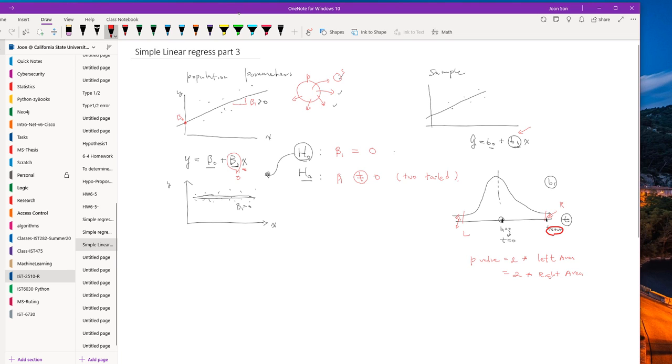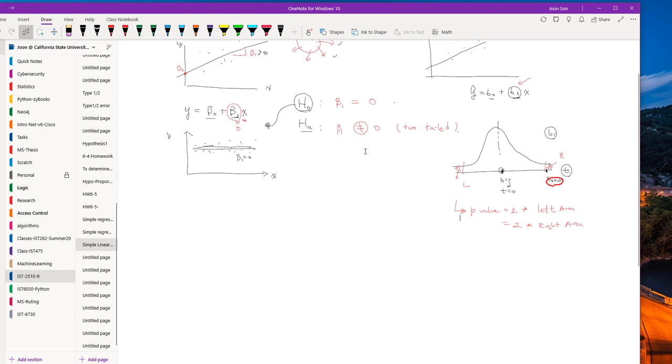And when it comes to linear regression, we're going to use a tool, for example Excel, and Excel will find the p-value for us. Once we find the p-value, what is our rejection rule? By the way, this is a review.